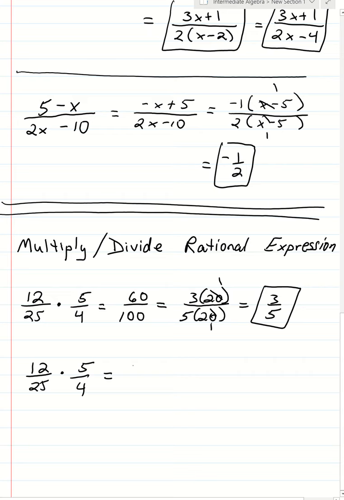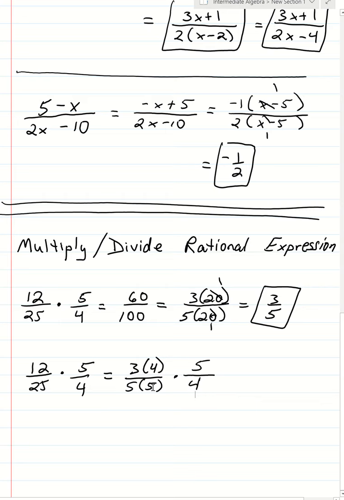The number 12 I might think of as 3 times 4. The number 25 I could think of as 5 times 5. The number 5 I'm going to leave alone, and the number 4 I will also leave alone. So we did some factoring first.